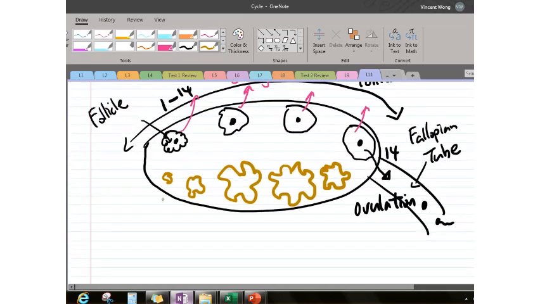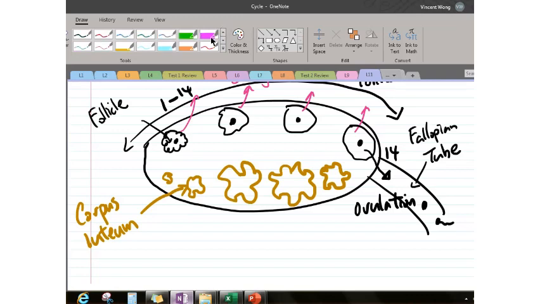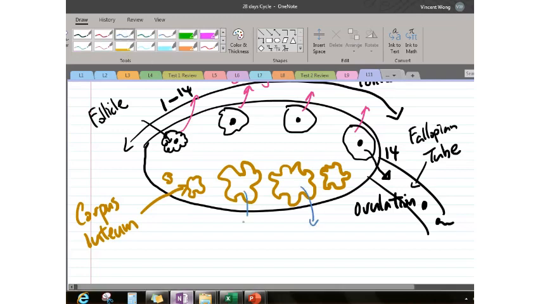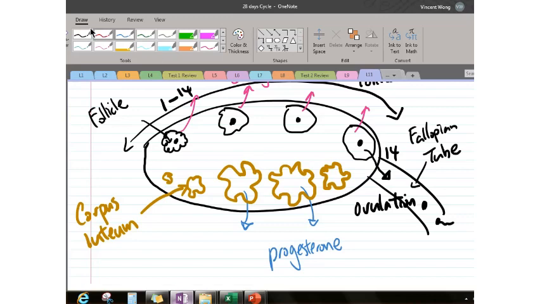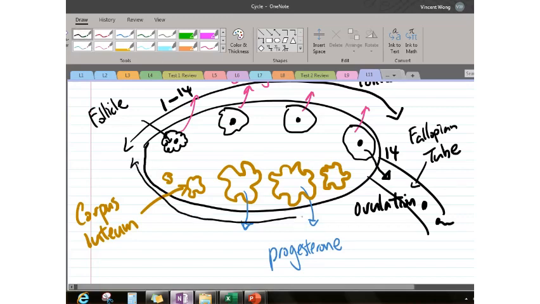So this structure here is called the corpus luteum. After releasing the egg, the leftover material will grow into this corpus luteum. The corpus luteum will pump out progesterone. Again, I'll explain what progesterone does later on. So this second half of the cycle, day 15 to 28, we call the luteal phase.